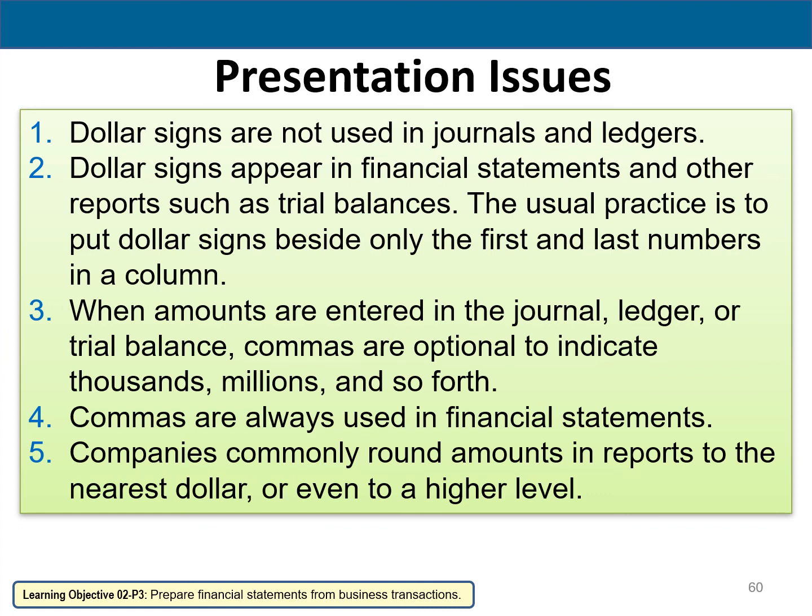Some of these things include dollar signs aren't generally used in ledgers and journals. They appear on the financial statements and other reports, but it's usually just before the first and last numbers in the columns. Commas are sometimes used, sometimes not. I can't read numbers without commas, so I'm not sure why you wouldn't use them, but it depends, I suppose, on the company and the preference and really the software programs that they're using.